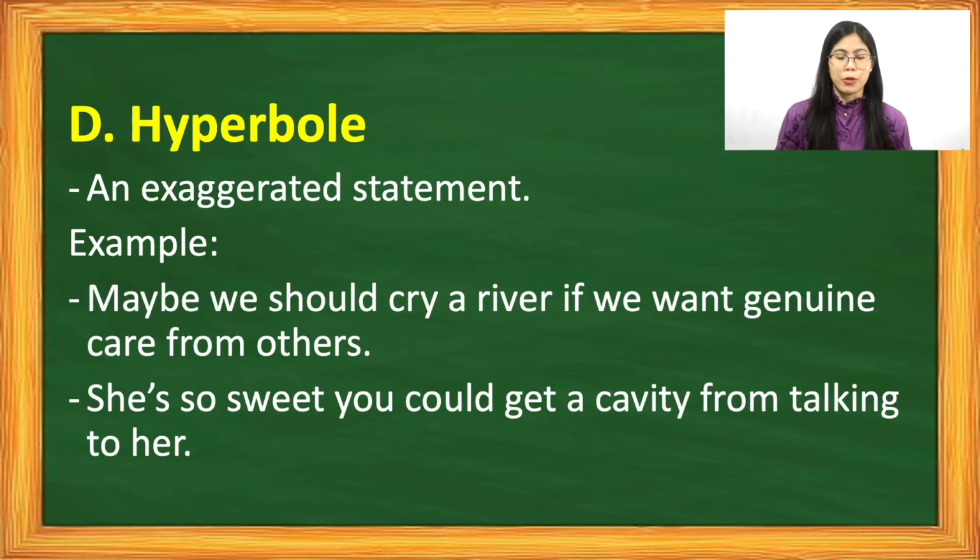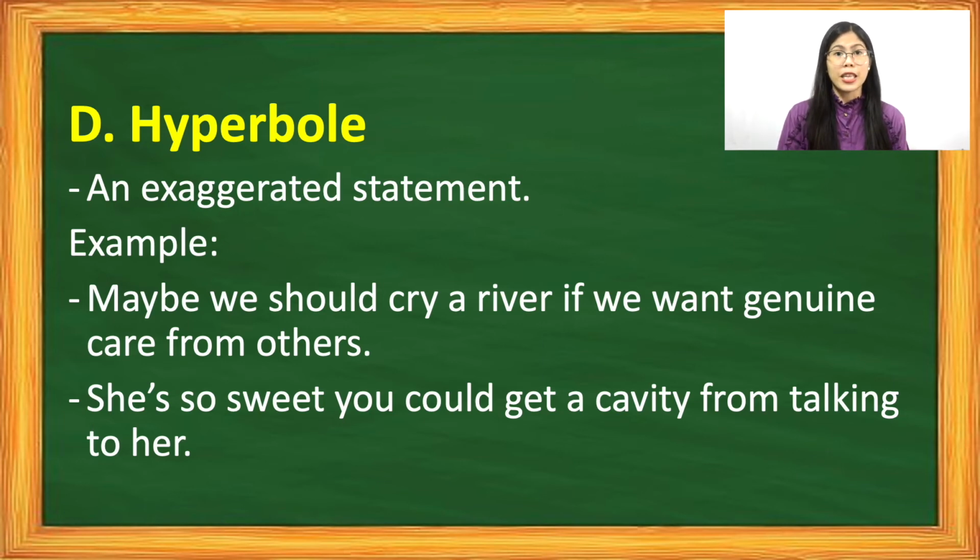Next is hyperbole. It is an exaggerated statement. Example, "Maybe we should cry a river if we want genuine care from others." It is an exaggerated statement because a person cannot cry a river. Next example, "She's so sweet. You could get a cavity from talking to her." This is also an exaggerated statement because you won't get a cavity from being too sweet.